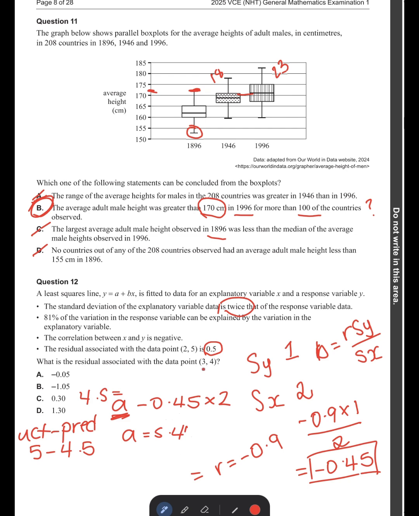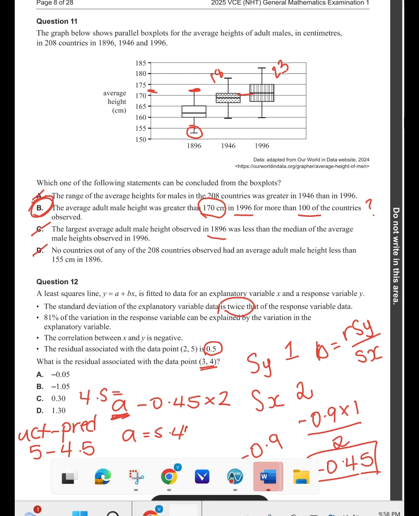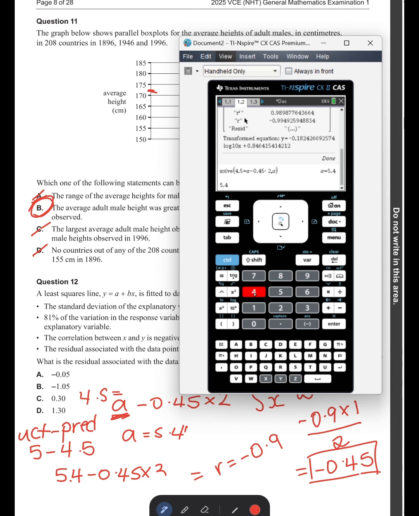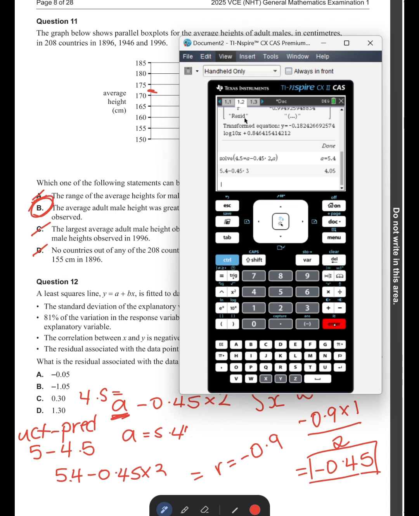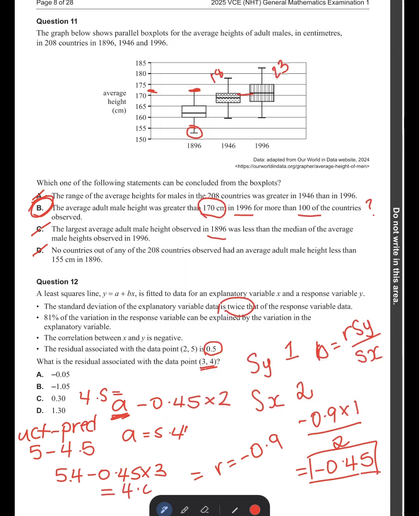Okay, so that means now I can find the residual for this value because I have an equation. 5.4 minus 0.45 times 3 is going to give me 4.05. And now we find our residual by using the actual minus the predicted. So the actual is 4 minus 4.05, so that's going to give me negative 0.05.